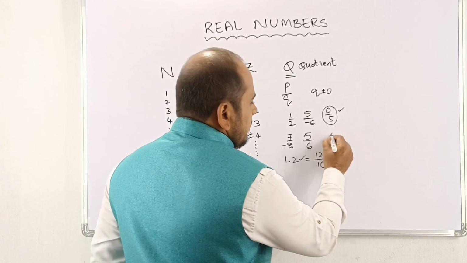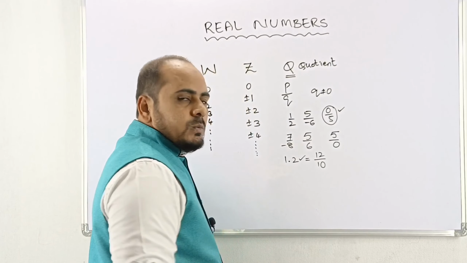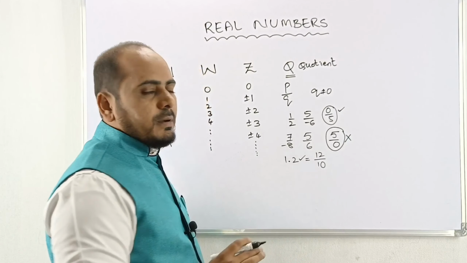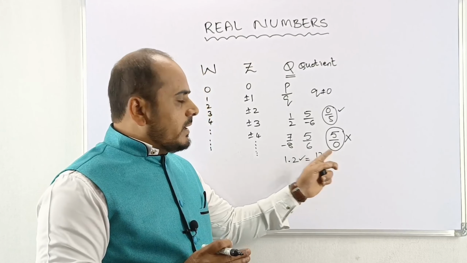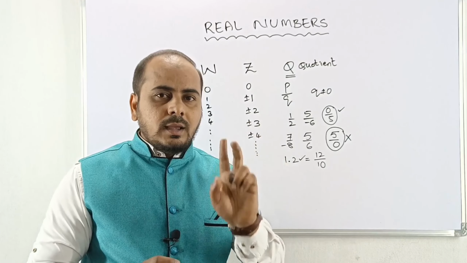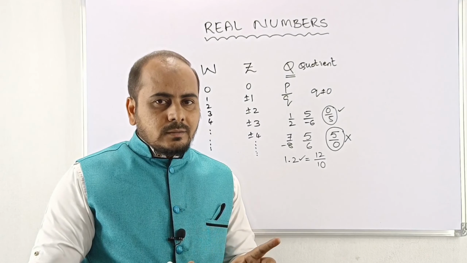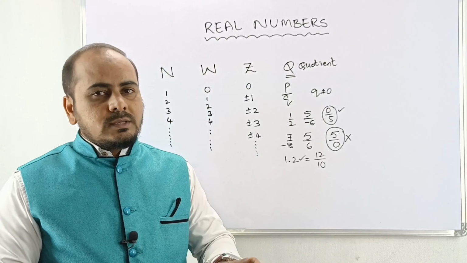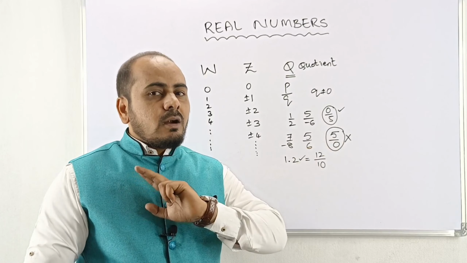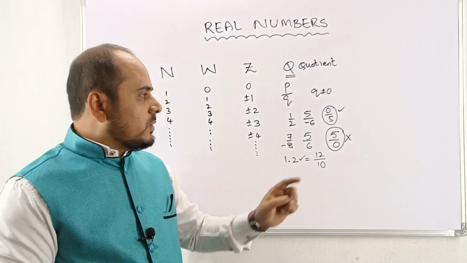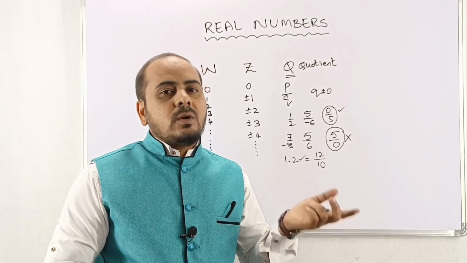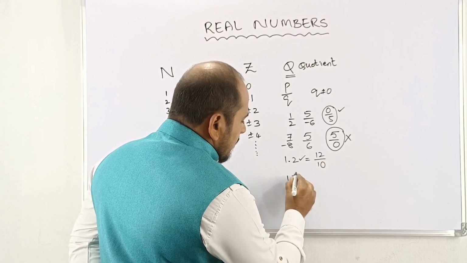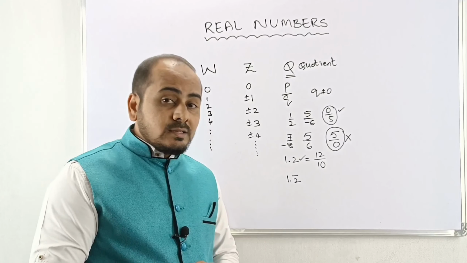It means, for example, if I take 5 divided by 0, my dear children, this is not a rational number. Remember, if in the denominator you get 0, that is not a rational number. Is it clear? Any doubt here? 10 by 0, 5 by 0, minus 2 by 0, 9 by 0, all these are not rational numbers. Rational numbers are only if numerators are 0 or other values.